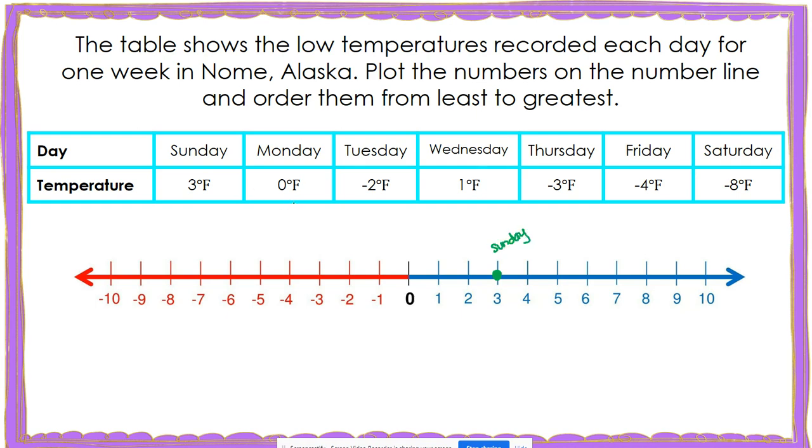Monday has a temperature of 0 degrees, so I'm going to put my point right here at 0. Tuesday has a temperature of -2 degrees. So to get to -2, I would start at 0 and move 2 units to the left to find Tuesday's temperature. Wednesday has a temperature of +1. So from 0, I would move 1 unit to the right to find the temperature on Wednesday.